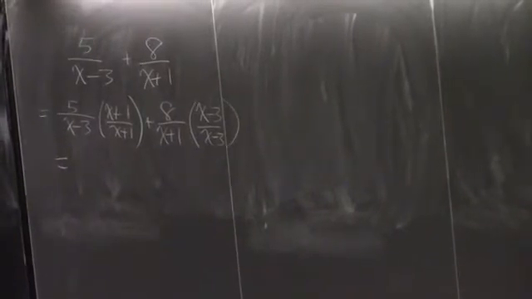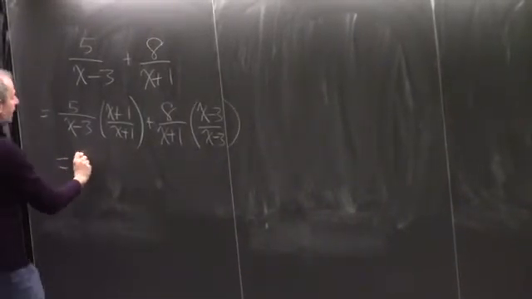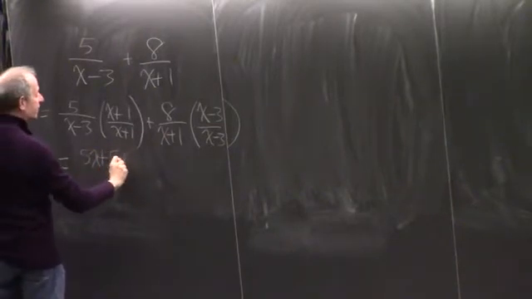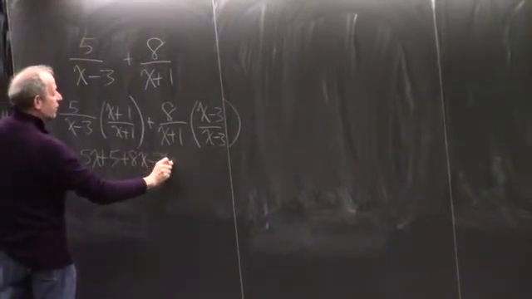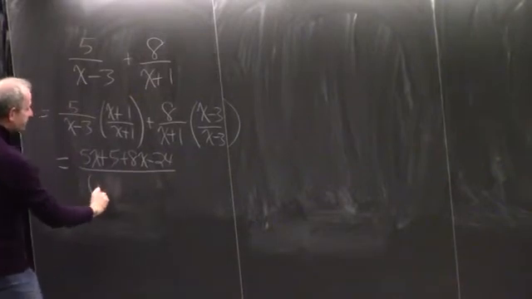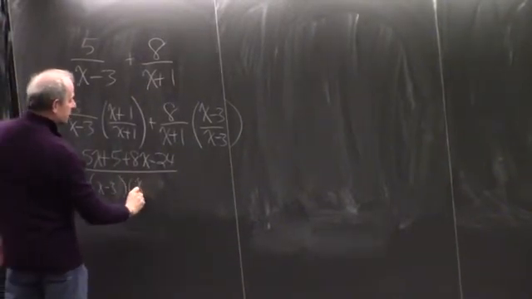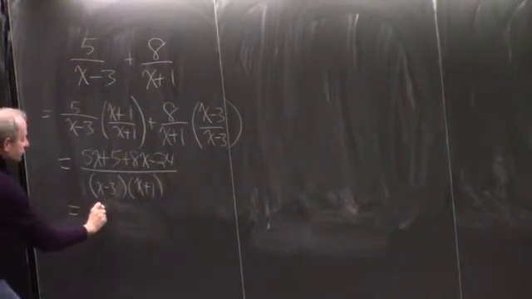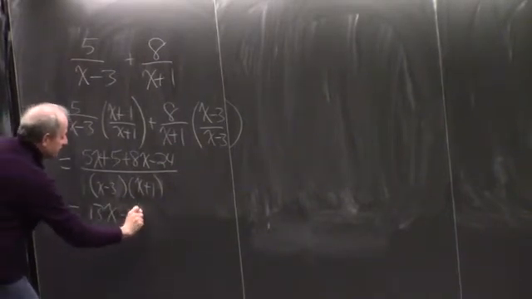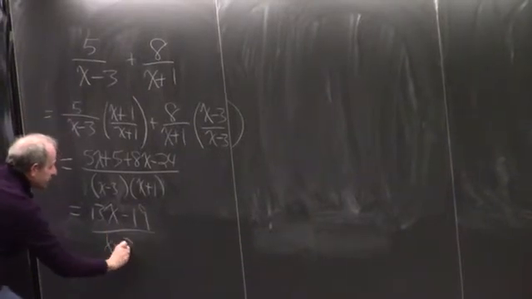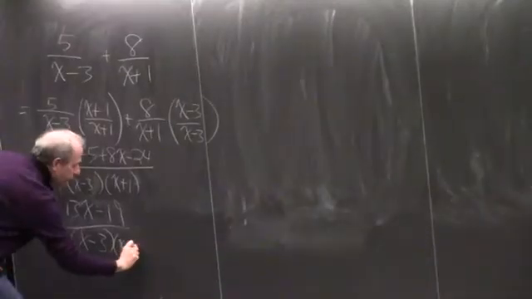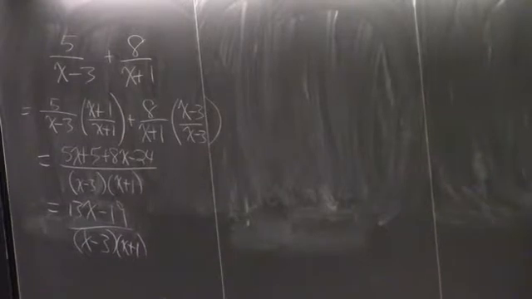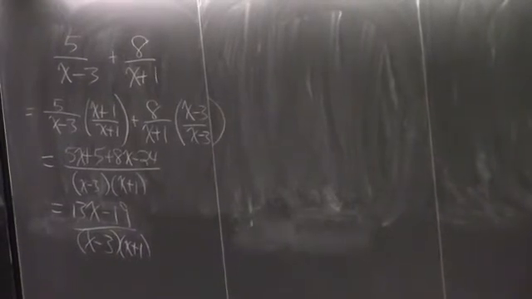I'm going to skip a step, you would get 5x plus 5 plus 8x minus 24 over x minus 3, x plus 1. And that simplifies into 13x minus 19 over x minus 3, x plus 1. Okay? You know that from 9th or 10th grade algebra, whenever you did these. They were very annoying because the teachers immediately did hard versions of them.